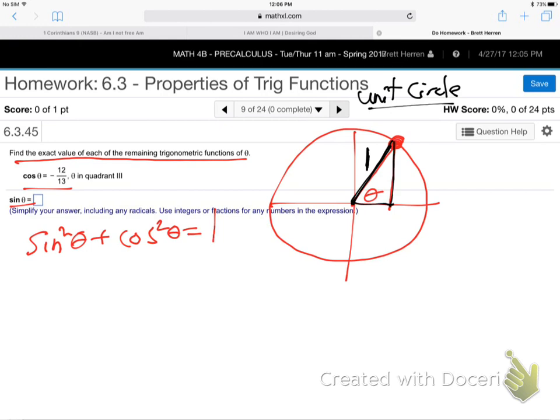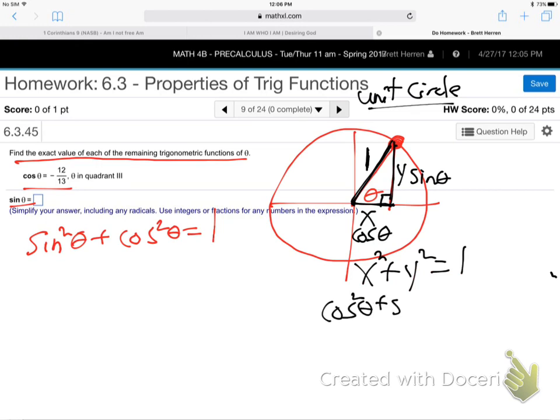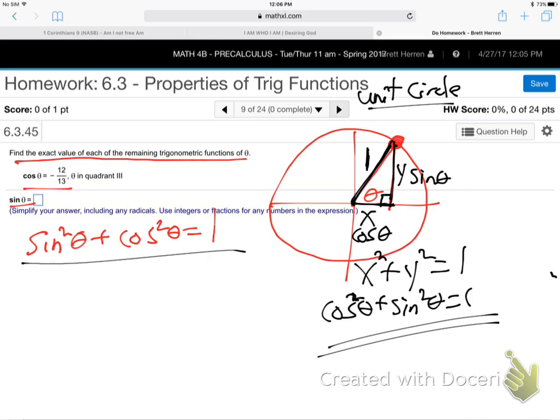Then how far over, how far up? Well, the x is always the cosine. The y is always the sine. So this is a right triangle because it's straight over, straight up. That's what x and y coordinates always are, at a right angle to each other. So by the Pythagorean theorem, x squared plus y squared is 1, meaning cosine squared plus sine squared is 1. It's just the Pythagorean theorem on the unit circle, because cosine is x and sine is y. So therefore, sine squared plus cosine squared is 1.